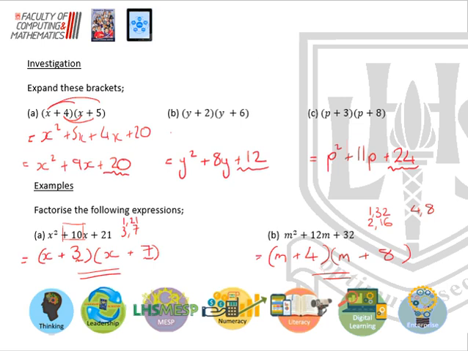Now the process is going to be the same here. You're looking for your factor pairs. You pick the factor pair that works to give you the middle number. It just works the same all the time here. The one thing you need to be careful about is your negatives.